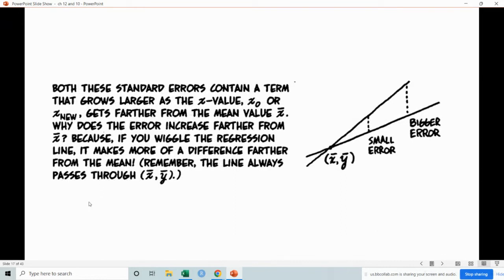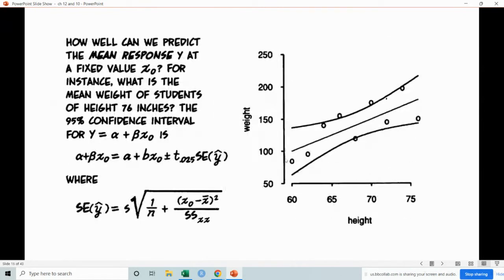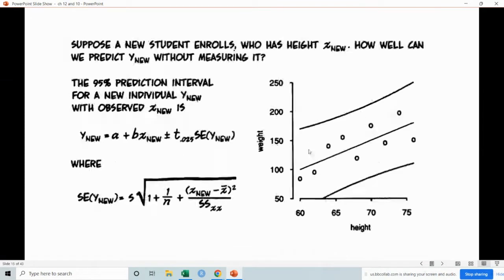Both these standard errors contain a term that grows larger as the x value, x0 or x new, gets farther from the mean. That's what I was saying with these kind of Bollinger Bands. The further we get away, we can see that more error is being introduced because we're basing it around the standard error of a particular mean that we're taking. So that's why this shape is the way it is.